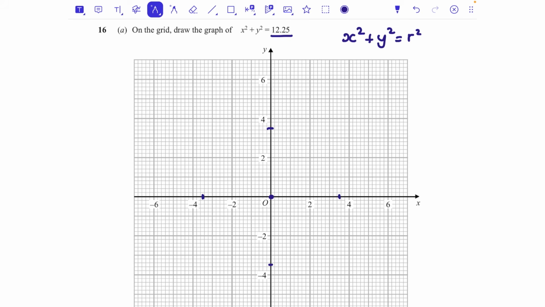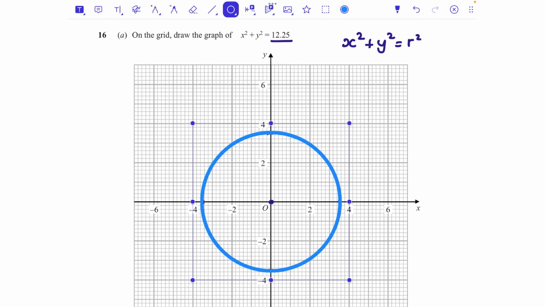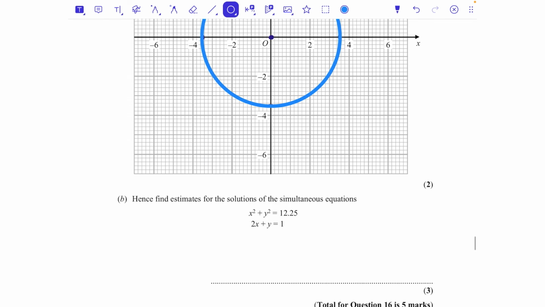I don't have the luxury of that on my iPad. Do I have a circle? That'll do. There we go. It's slightly bold, so it's a bit hard to tell, but that's what it should look like. It should touch at 3.5, 3.5, minus 3.5, and minus 3.5, and that would be your circle.